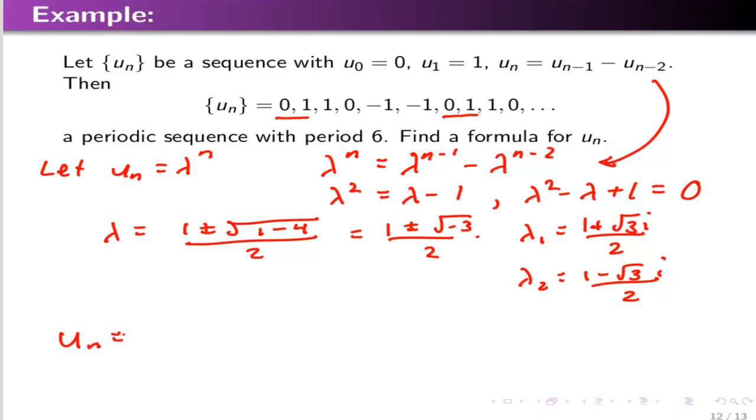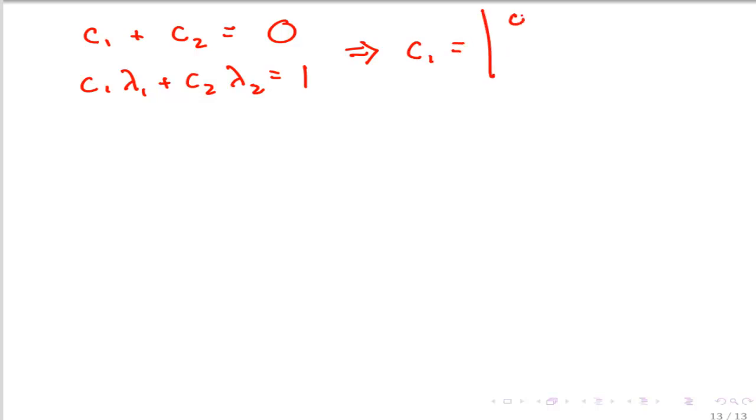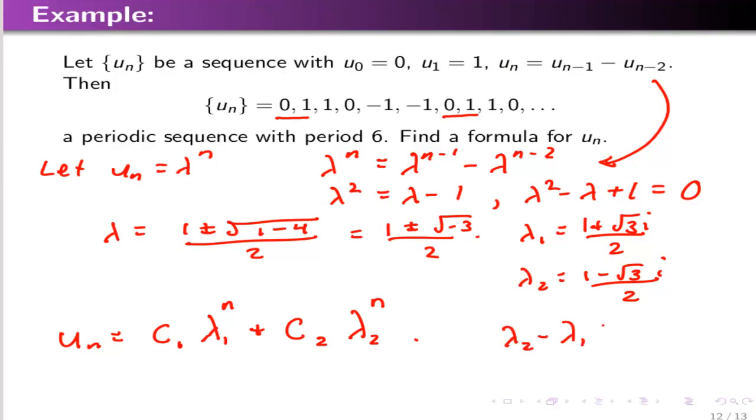Alright, so we've got distinct roots, lambda 1 and lambda 2. So U_n must be of the form constant C1 times lambda 1 to the n power, plus another constant C2 times lambda 2 to the n power, and we just solve for C1 and C2. So I want C1 plus C2 to be the first term of the sequence, and C1 lambda 1 plus C2 lambda 2 to be the second term, giving us, by solving the system of linear equations, C1 is minus 1 over lambda 2 minus lambda 1. Lambda 2 minus lambda 1 is minus root 3i.